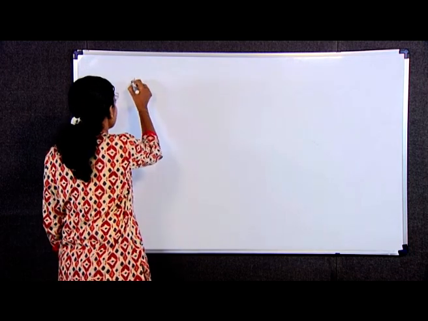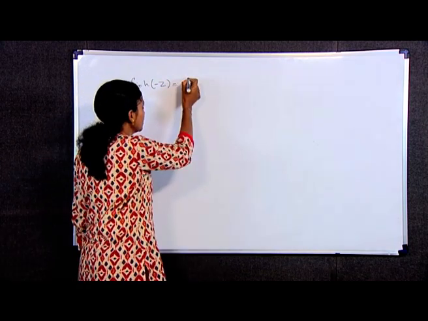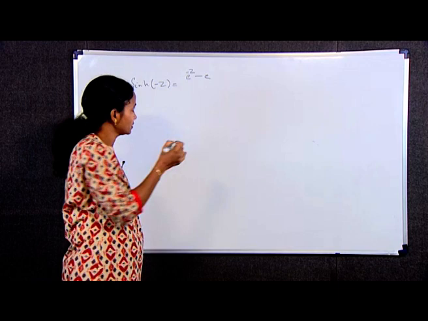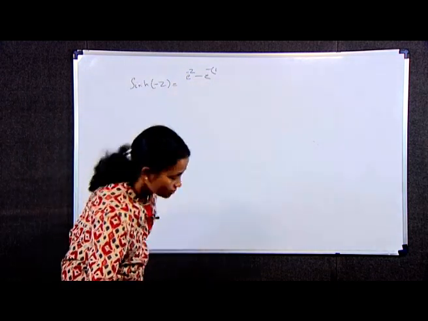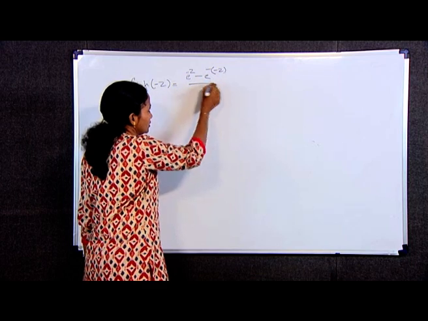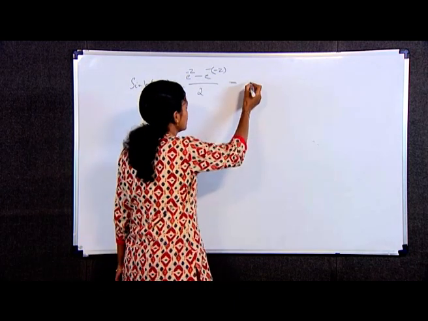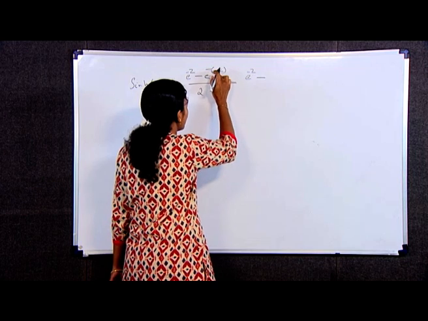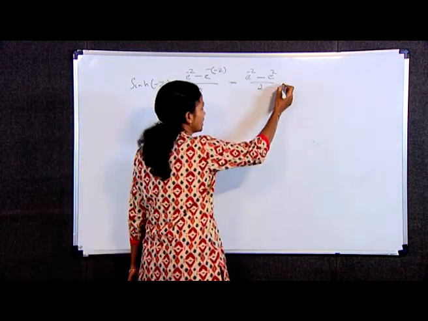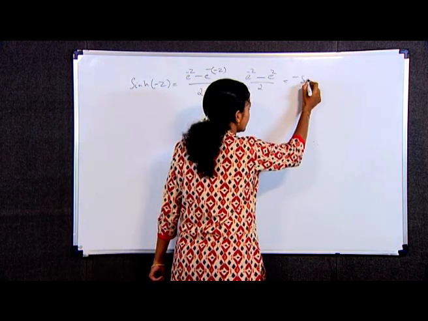sinh of minus z. Sinh of minus z we can write as equal to e raised to minus z minus e raised to minus of minus z, by 2, which is again equal to e raised to minus z minus e raised to minus, and minus and minus become plus. So it is e raised to z by 2, which I can write as e raised to z minus e raised to minus z by 2, which is equal to minus of sinh z.